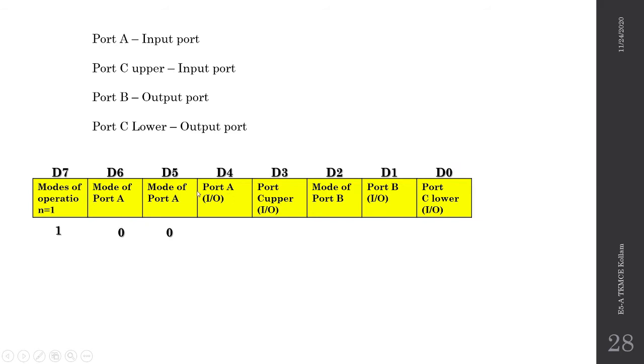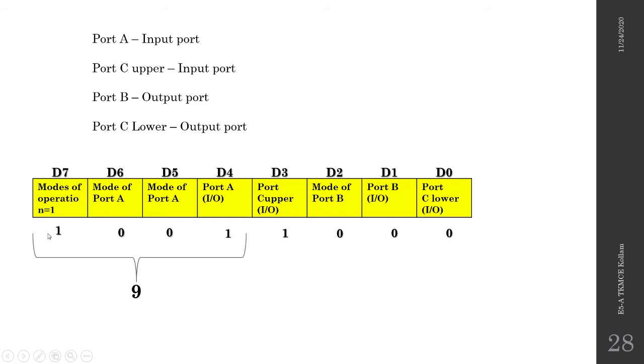Then port A is input port, so it is 1. Port C upper is input port, so it is 1. Mode of port B is mode 0, so it is 0. Port B is output port, so it is 0. Port C lower is output port, so it is 0.